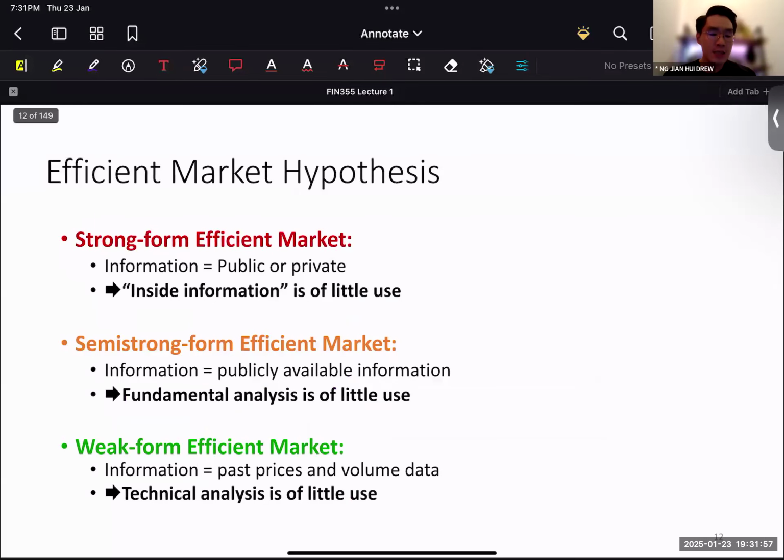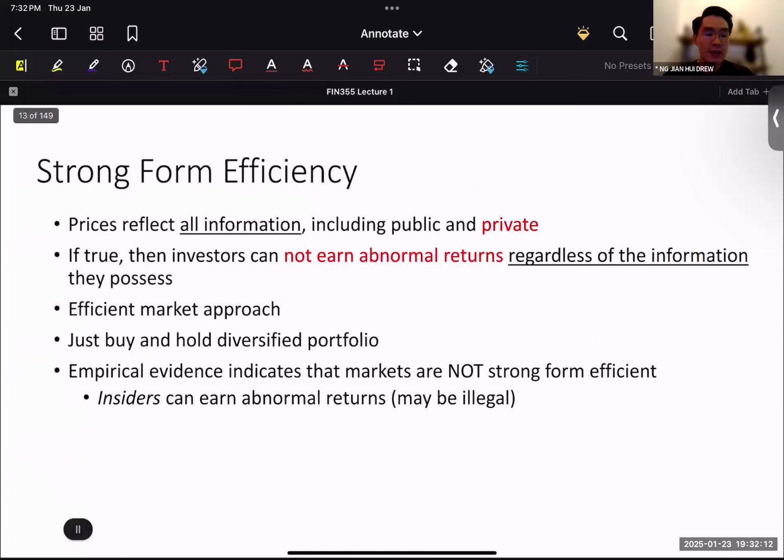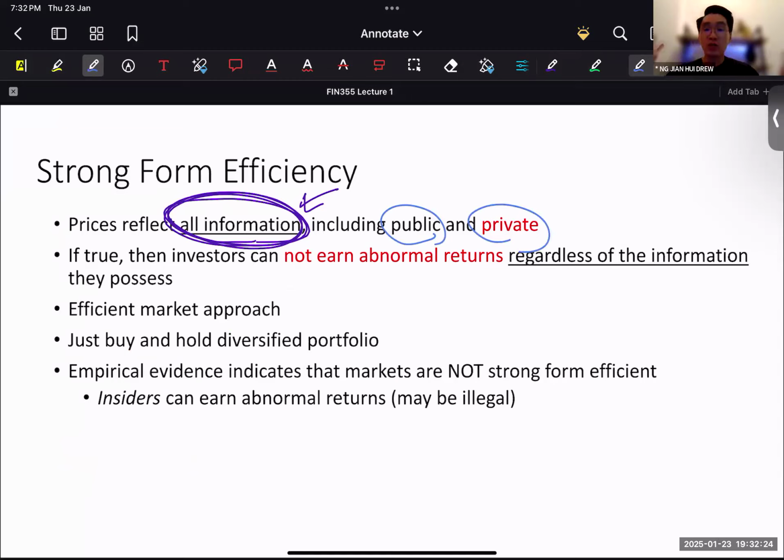So in this hypothesis, we do have three types of hypotheses. First, we call it the strong form, semi-strong form, and weak form. Okay, so in the strong form, what does this mean? So we'll go into details, right? Let's look at the strong form first. What does the strong form mean? The strong form means that it reflects all information. So this is the important part. All information is included in the market. So this includes public and private information. So both kinds of information are all included in the market.